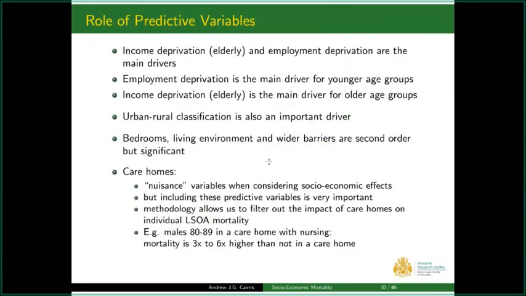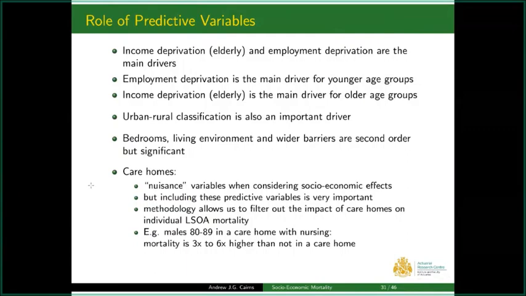Now, summarising the role of the predictive variables, the ones that matter most are up here, so employment deprivation and income deprivation. Employment is the key driver for the younger age groups. Income deprivation for the elderly is the main driver for the older age groups. Urban-rural classification is also an important driver. And then we had the other socioeconomic variables, such as bedrooms, living environment, wider barriers. These are second order, but they are nevertheless statistically significant.